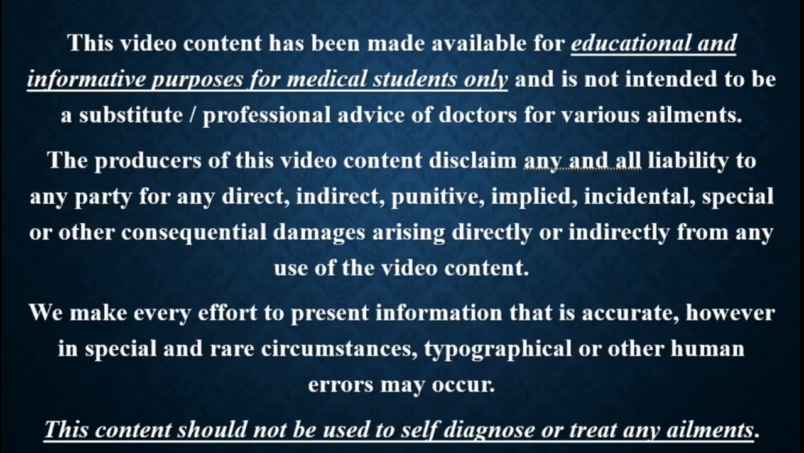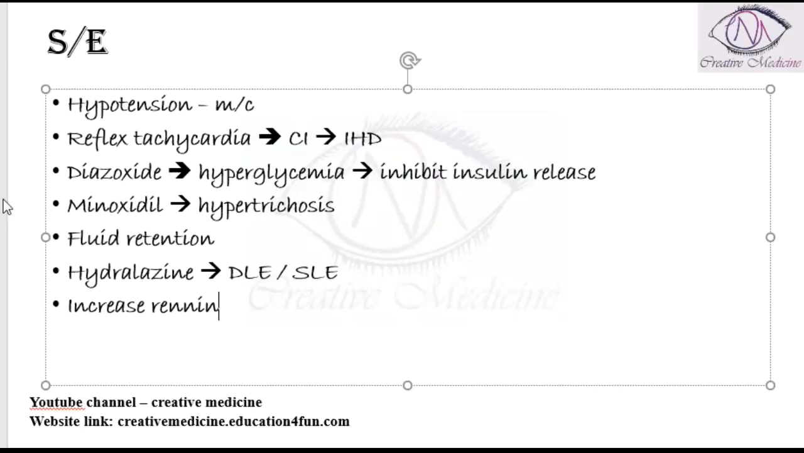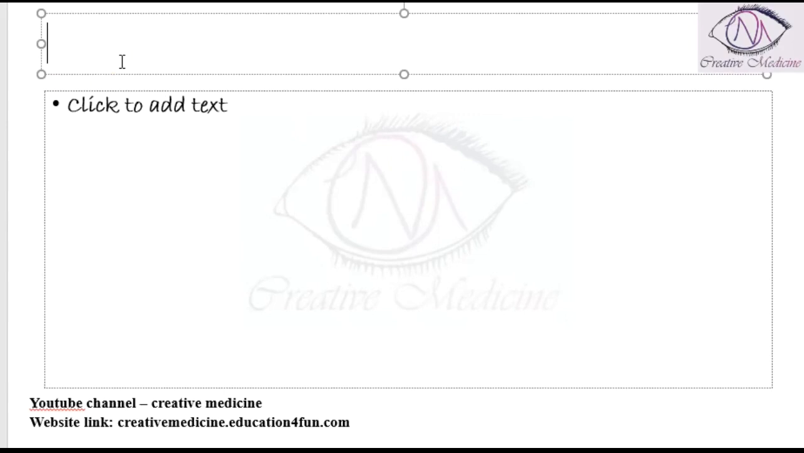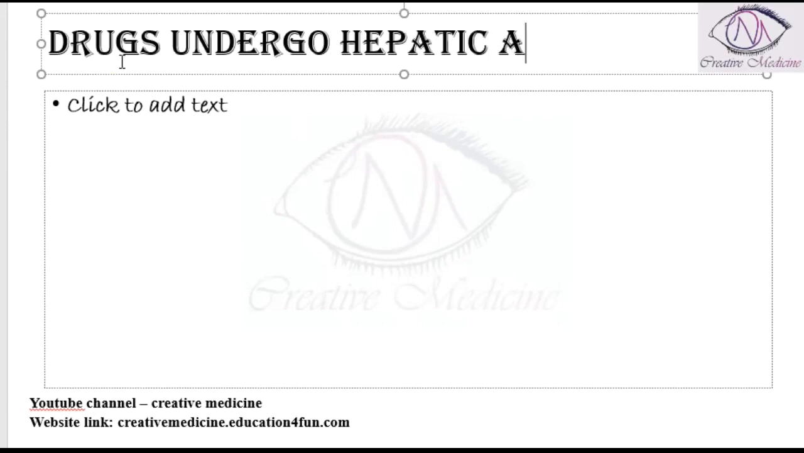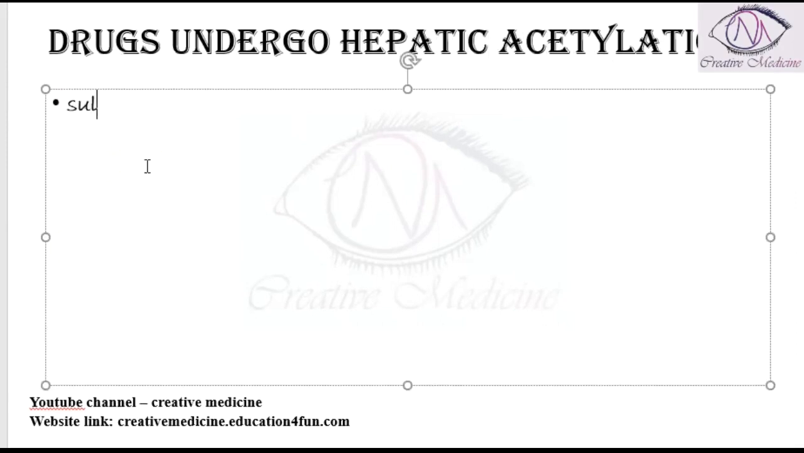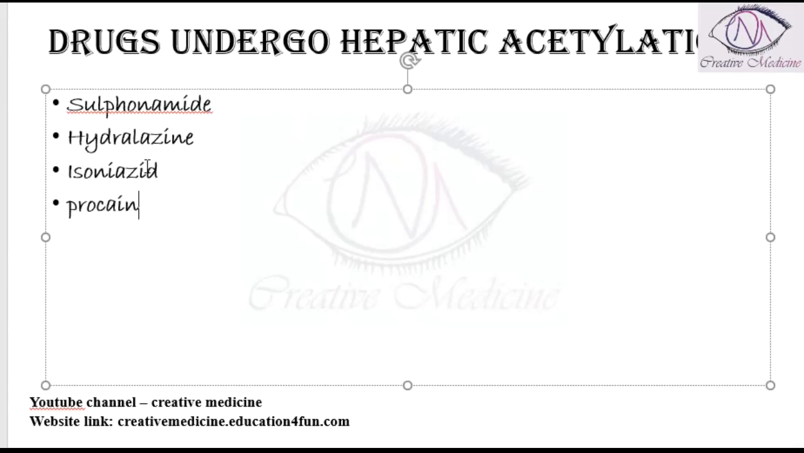In this lecture, we will learn about drugs which undergo hepatic acetylation. So, we have sulfonamides. The drugs like sulfonamides, hydralazine, isoniazid, procainamide, that is SHIP drugs: sulfonamide, hydralazine, isoniazid, procainamide.